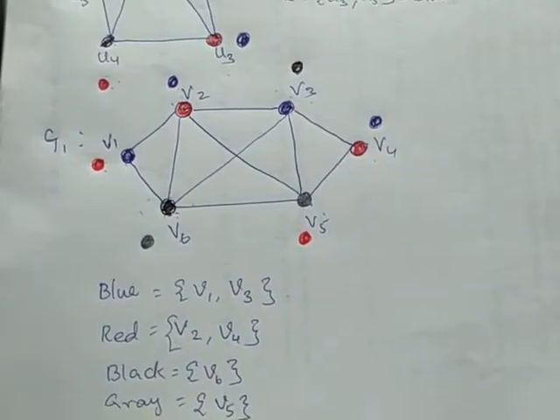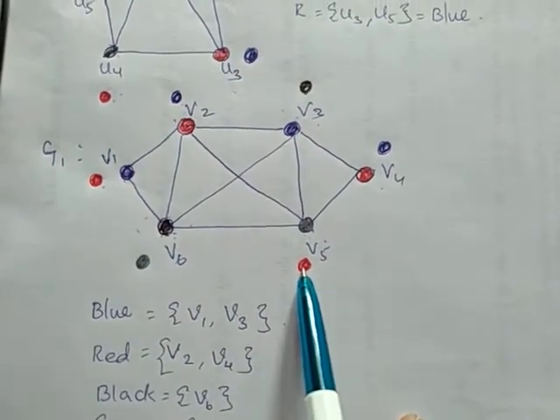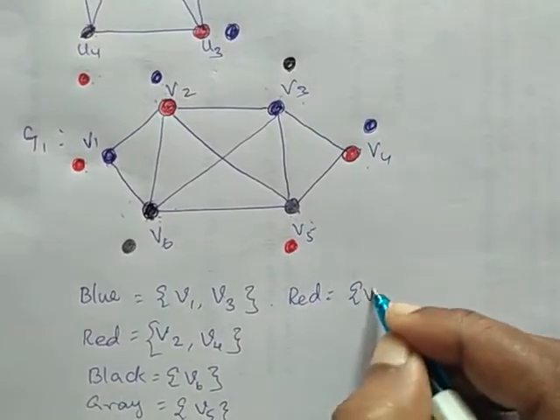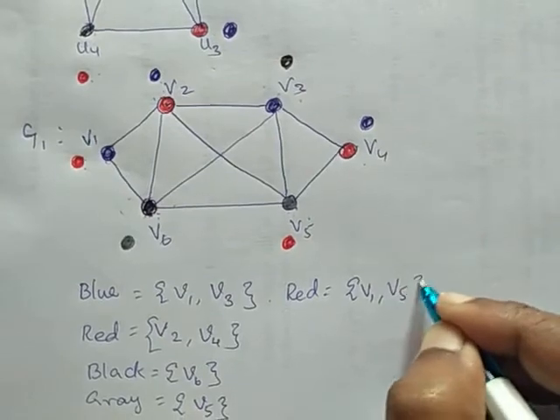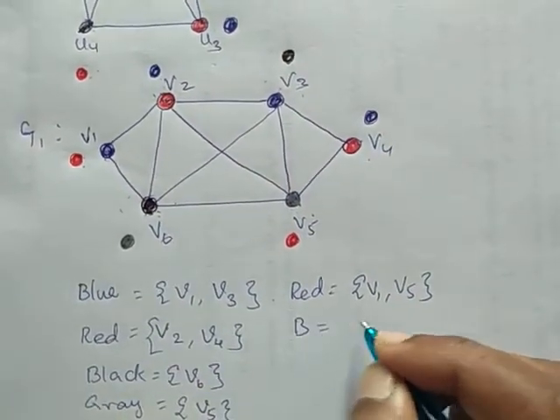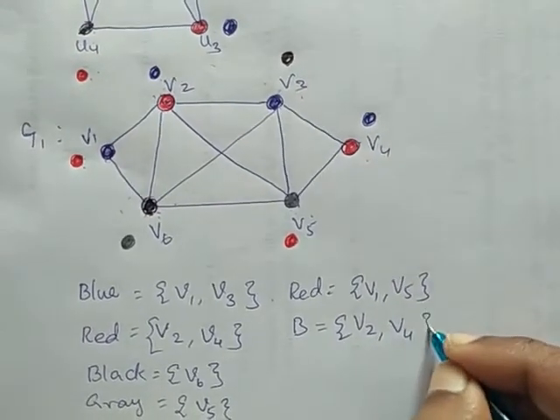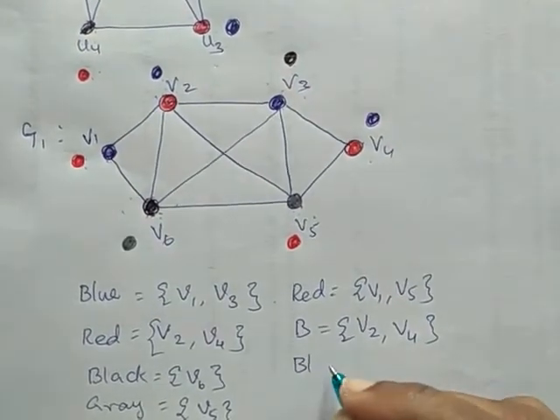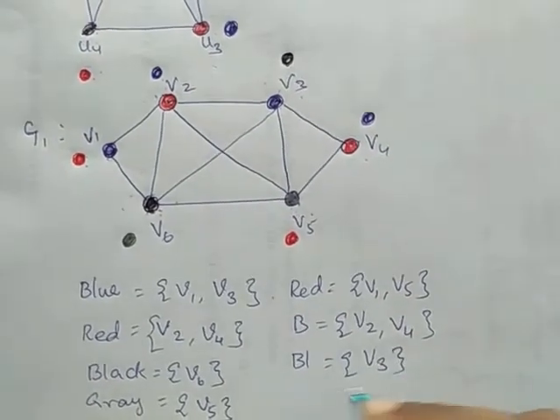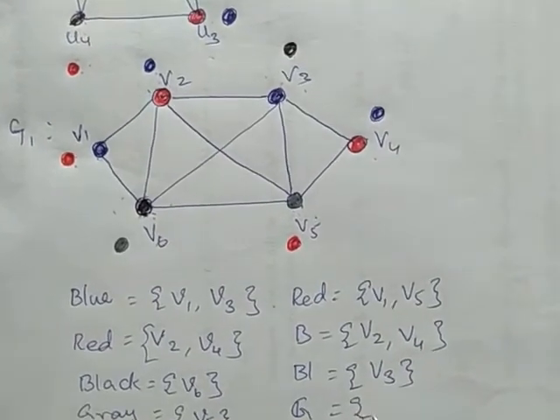Now, V1 and V5 are red. So red colors are V1 and V5. Blue are V2, V4. Black is V3, only one. And grey is V6, only one.